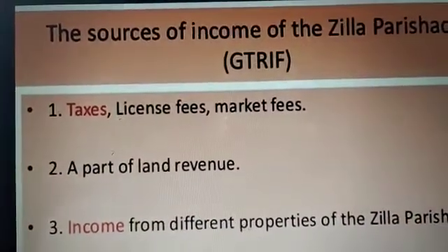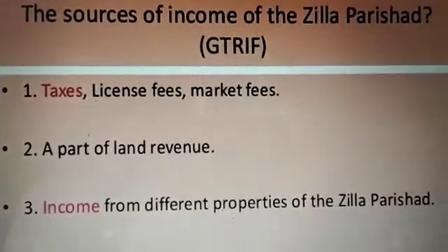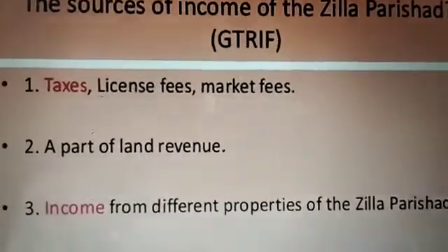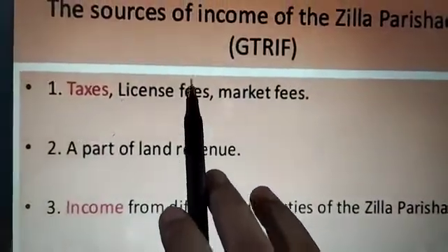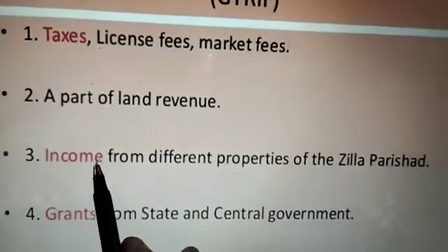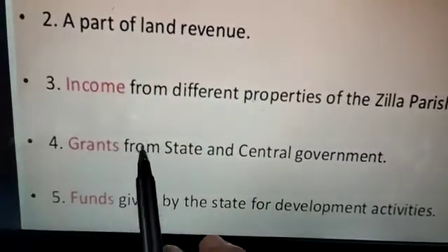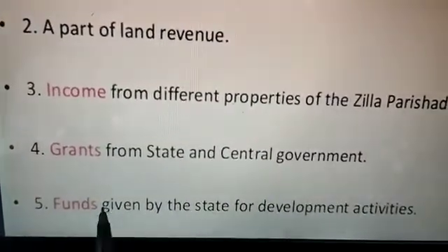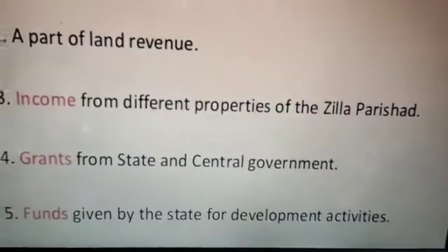From where does the Zilla Parishad get the money for all these functions? Again, from taxes, from all kinds of fines and fees, from market fees, a part of land revenue, income from different properties of the Zilla Parishad, grants given by state and central government, and the funds given by the state for development activities.